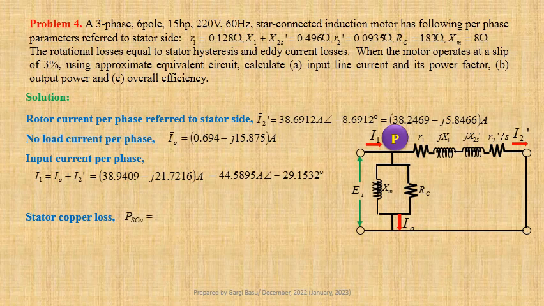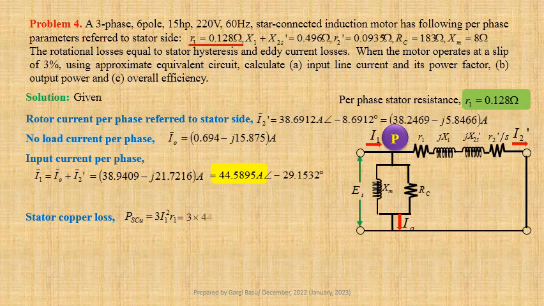Let us now calculate stator copper loss. PS copper equals 3 times I1 square into R1. Given per phase stator resistance R1 equals 0.128 ohm. Therefore, PS copper equals 3 into 44.5895 square into 0.128, which is approximately equal to 763.48 watt.